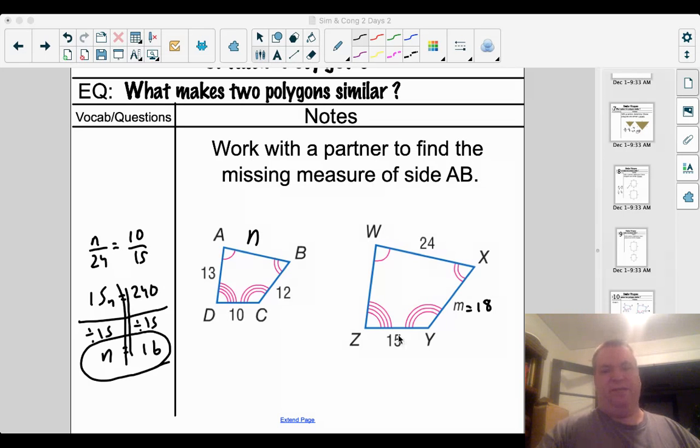I chose the 10 and 15 just because they're a little easier numbers. Okay, but I did N to 24, so I'm doing the small shape to the big shape. That means for these, I need to do the same thing, small shape to big shape, 10 to 15. If you go ahead and solve the proportion, you should get N equals 16.